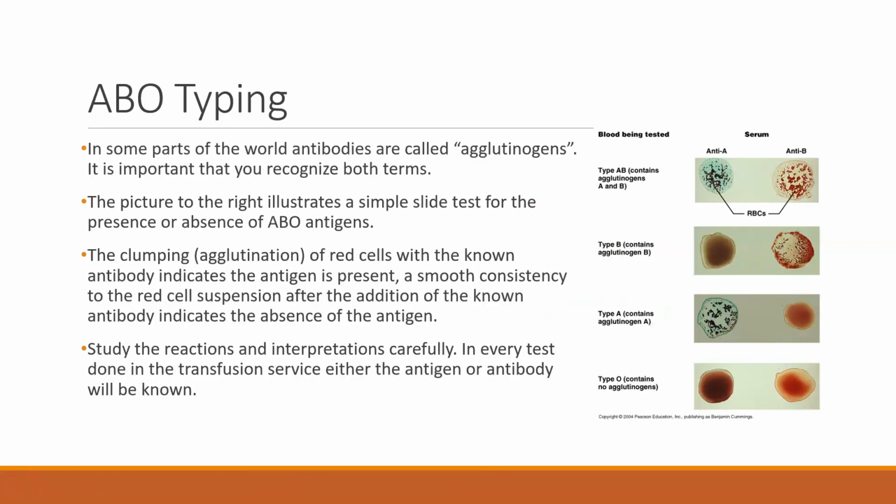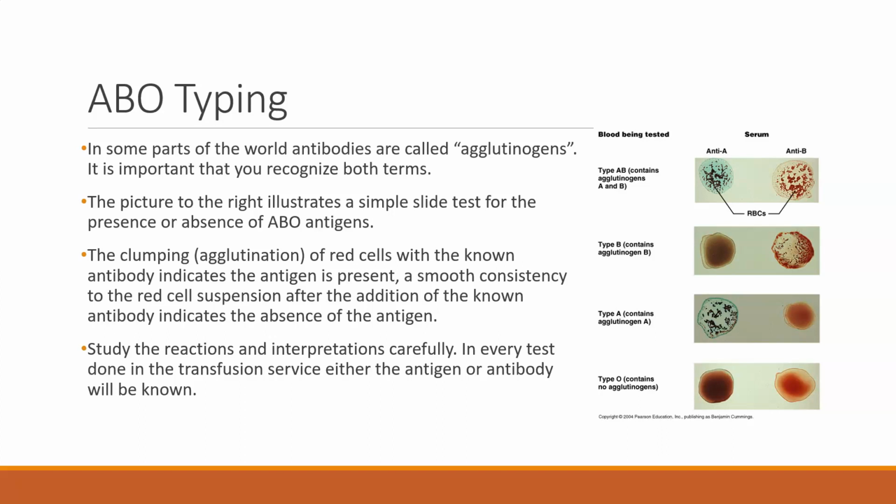In some parts of the world, antibodies are called agglutinogens because they agglutinate antigens. It's important that you recognize both terms. The picture to the right illustrates a simple slide test for the presence or absence of ABO antigens. So when you look at a AB blood group, which is at the top, when you add the known anti-A antibodies and the known anti-B antibodies, you see that they're agglutinated, meaning they're all clumped up, and there's clarity in the background. If you look at the group B, they are not agglutinated by anti-A because the A antigen is not present, so you see a smooth, silky appearance.